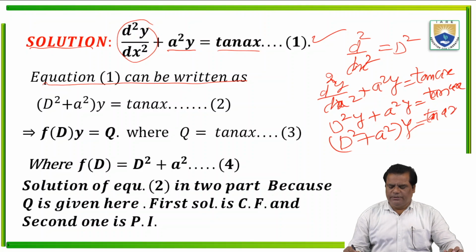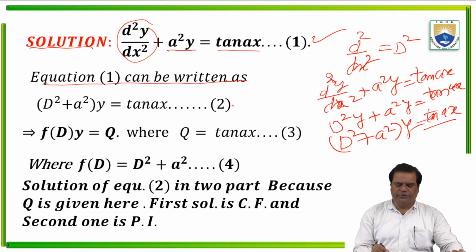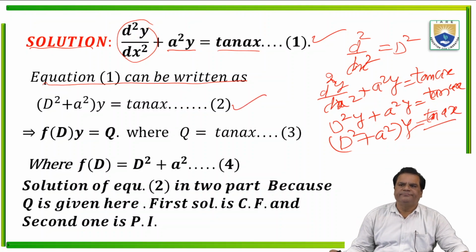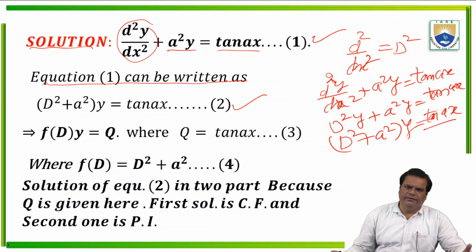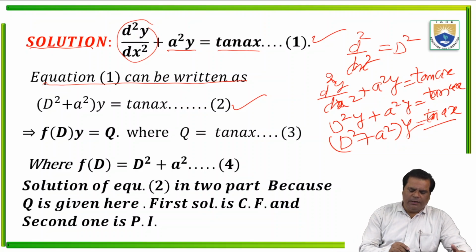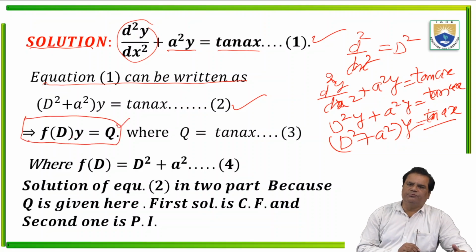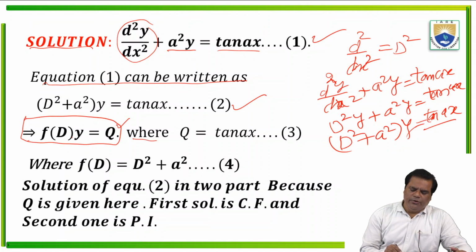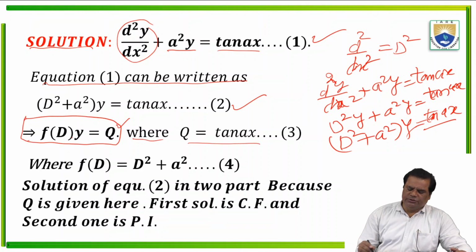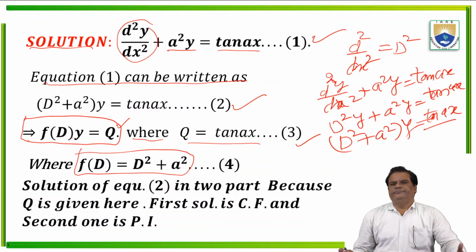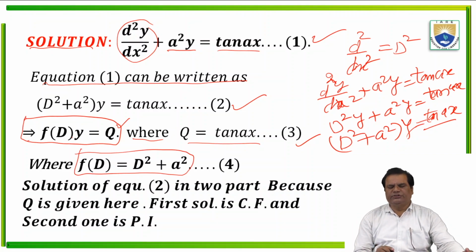So this is the second form, equation number 2. We can write equation 1 as equation 2. Now in equation 2, compare with our general equation f(D) y is equal to Q, where Q equal to 10ax. This is equation 3, where f(D) is D square plus a square. The value of f(D) is D square plus a square.